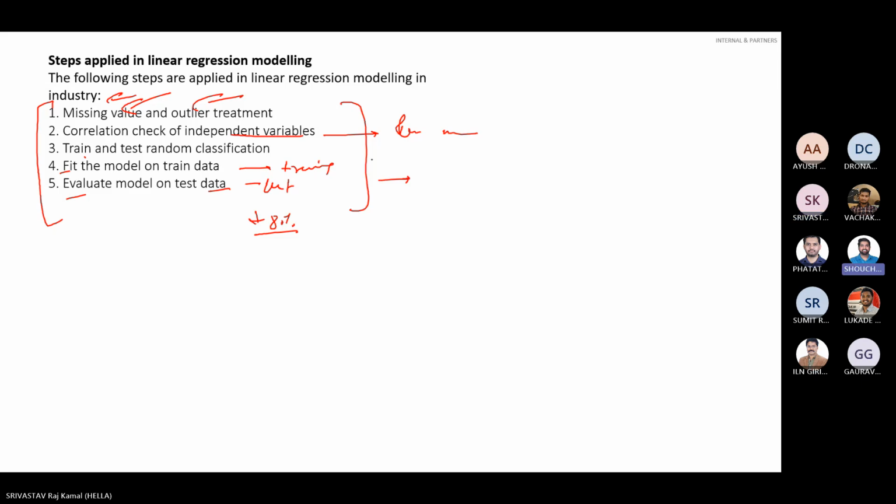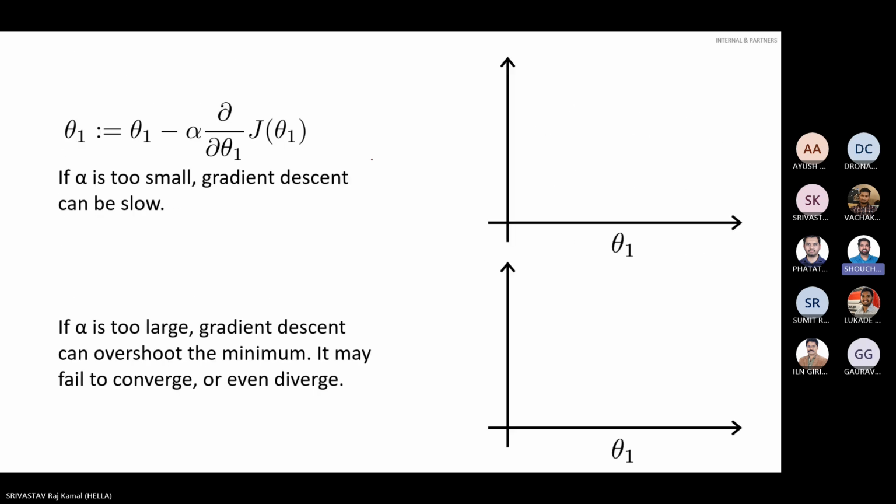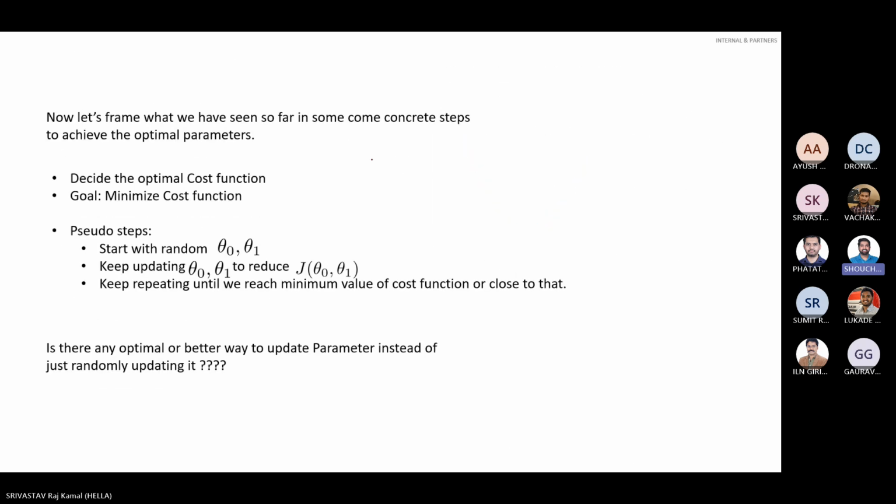Raj, I have one doubt. I think I may have missed it. At the start of the lecture, we were looking at the local minima, right? And in which step did we find the global minima? By changing theta 0 and theta 1, there we found the global minima, right?